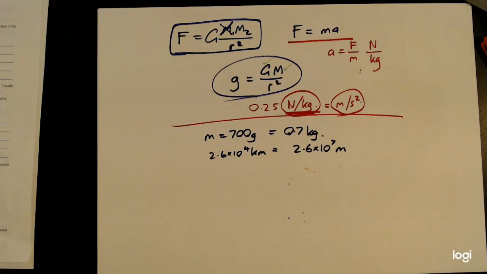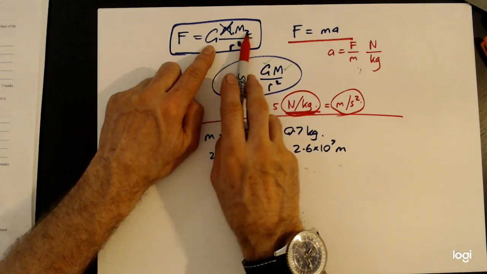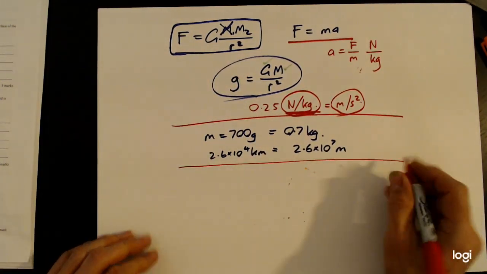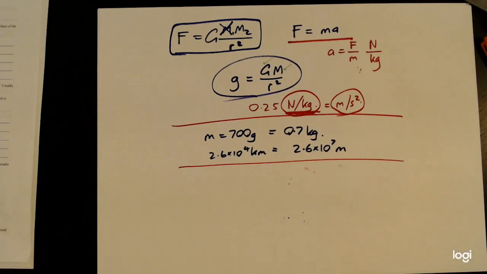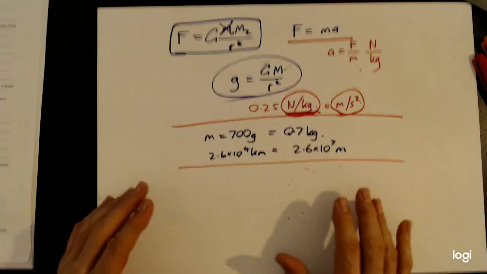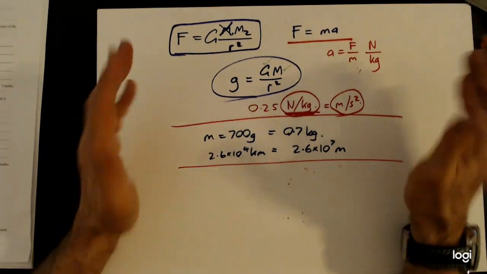You're finding the force, you know G, you've been given both of the masses, you've just calculated the R. Okay. So that's reasonably easy. You've got the answer sheet from me, so I'm not going to waste your time telling you what the answers are. I'm assuming you have the question sheet with you. I'm assuming you have the answer sheet with you as well as you watch this video.